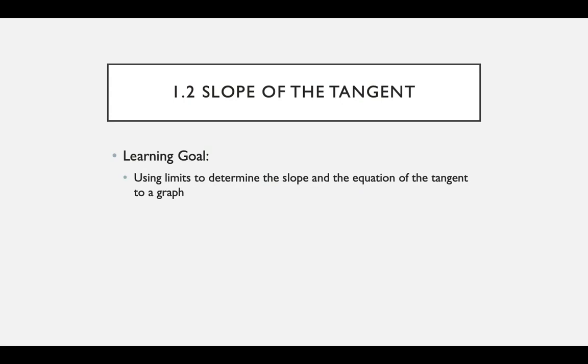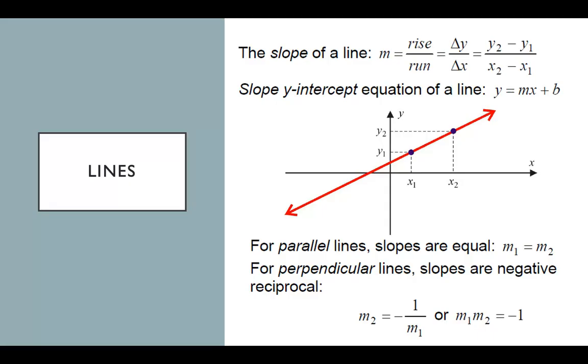Our learning goal today is to use limits to determine the slope and the equation of the tangent to a graph. So we're going to take a look at what a limit is and finding the slope of the tangent.